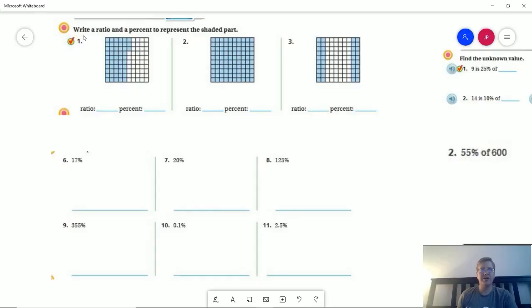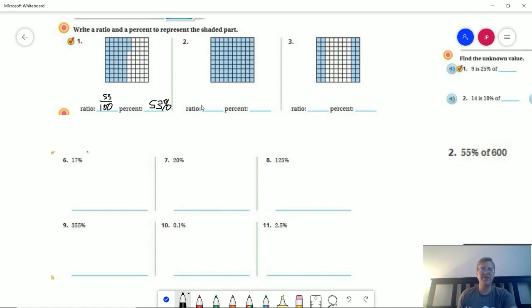We're going to be working with this idea of ratios and percents and going back and forth between those. One of the ways that we can represent the ratio is writing it like a fraction. So we could say that we have 10, 20, 30, 40, 50, 51, 52, 53 parts out of 100. And so that would give us a 53%.